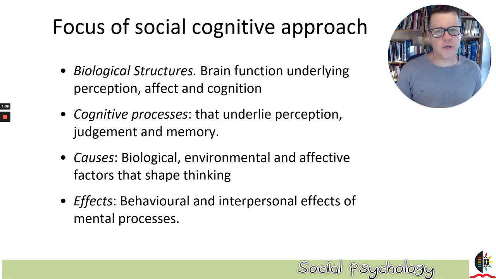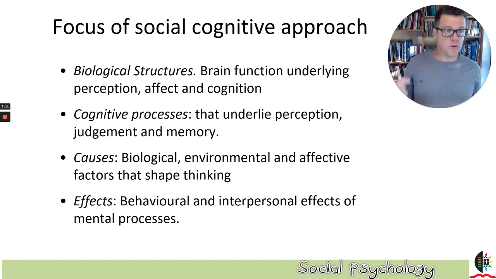So what is the focus of the cognitive approach? Well, the cognitive approach in psychology is interested in studying brain structures, so there's a biological element to it. Brain functioning underlies our perceptions, our feelings, our affect, and our cognition, our thoughts. We're going to make a distinction between these biological processes and the cognitive processes that underlie perception. The cognitive processes are, for example, this comparison between the big circles around and the small one in.